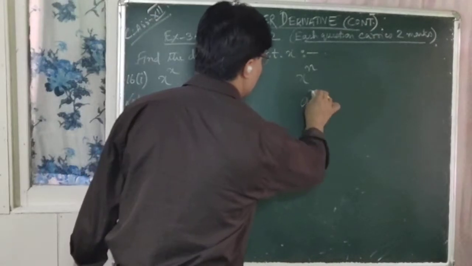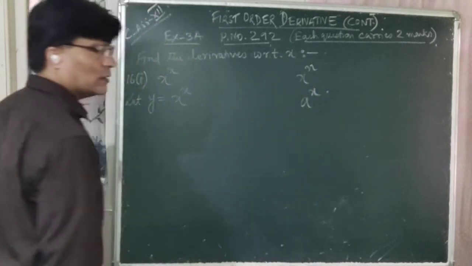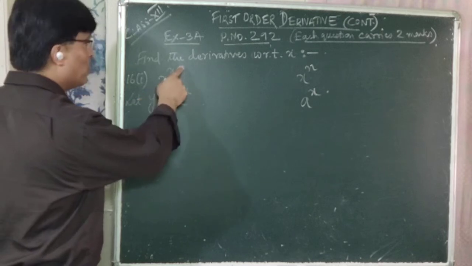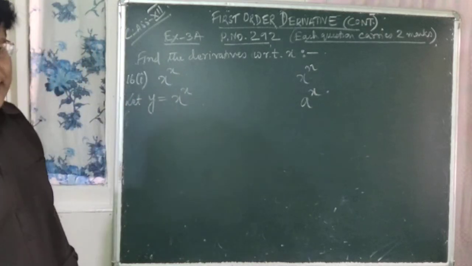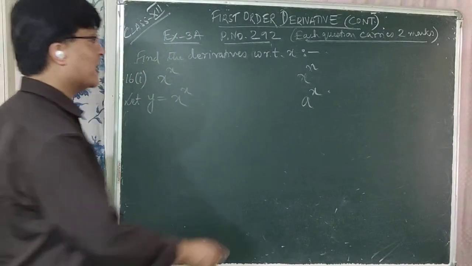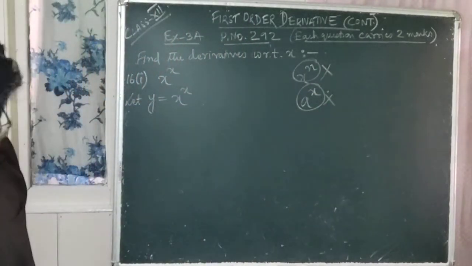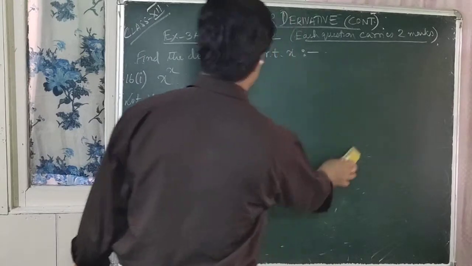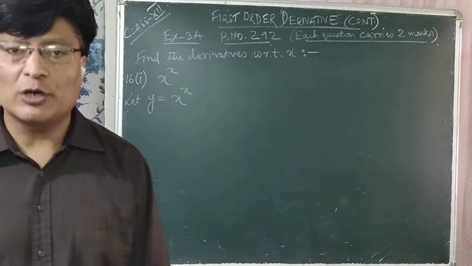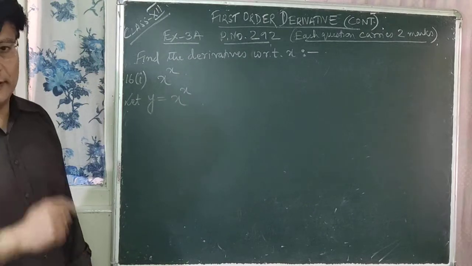Will you use the a to the power x form? In that case, the base a is a constant but the power is the variable. But in this case, the base is the variable, the power is also the variable. That means both the base and the power are variables in the given problem. So you cannot use this formula, right? We cannot use this formula, right? So if the base and the power are both variables, you have to use logarithm because this power should be taken in the front.